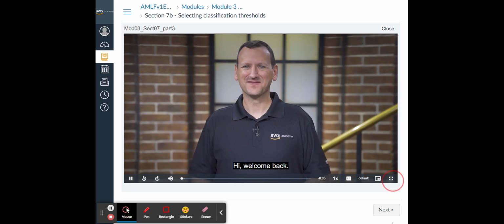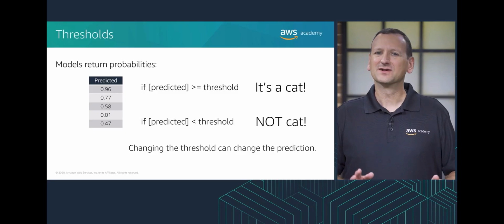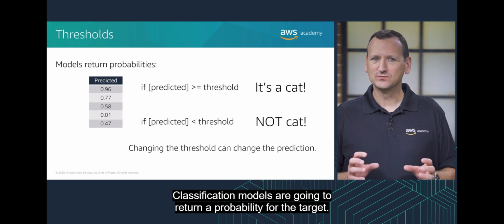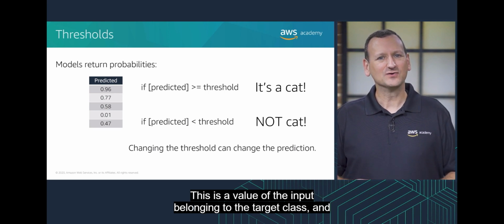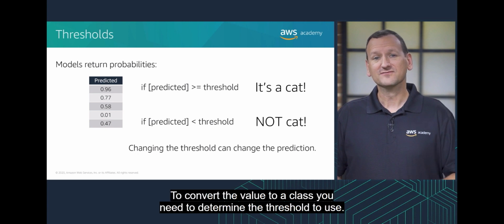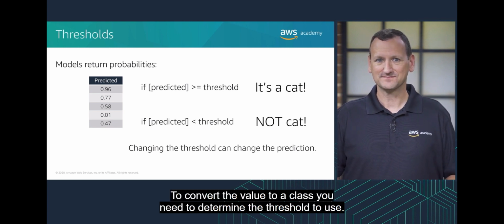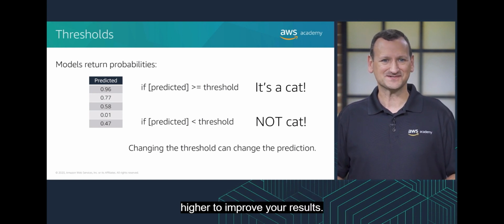Hi, welcome back. We'll continue exploring how to evaluate your model. Classification models are going to return a probability for the target. This is a value of the input belonging to the target class, and it will be between 0 and 1. To convert the value to a class, you need to determine the threshold to use. You might think it's 50%, but you could change it to be lower or higher to improve your results.